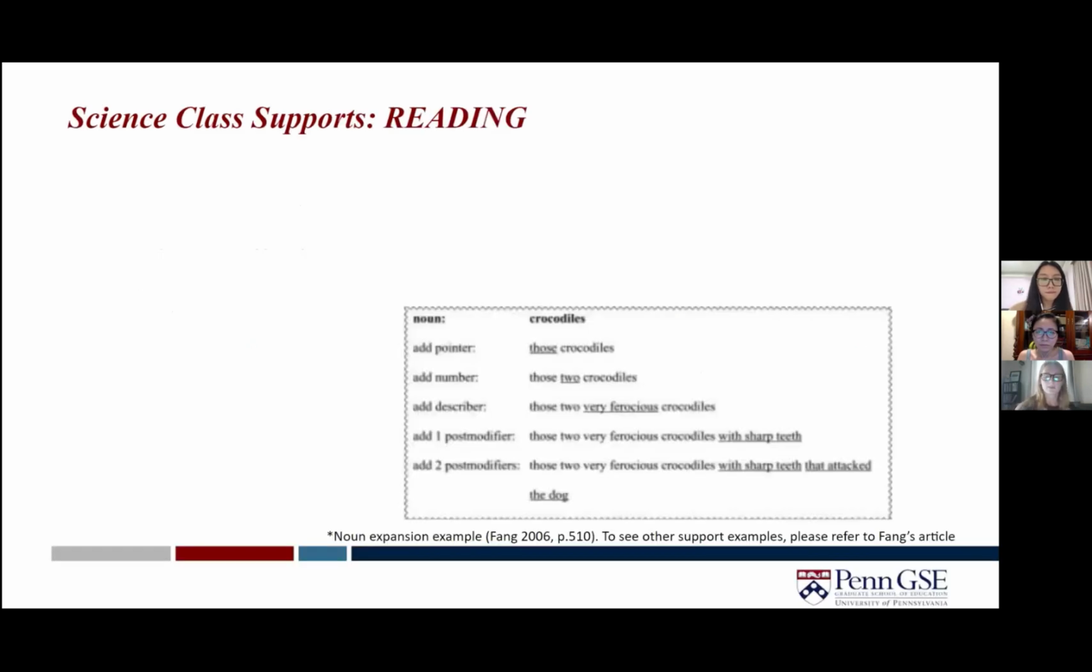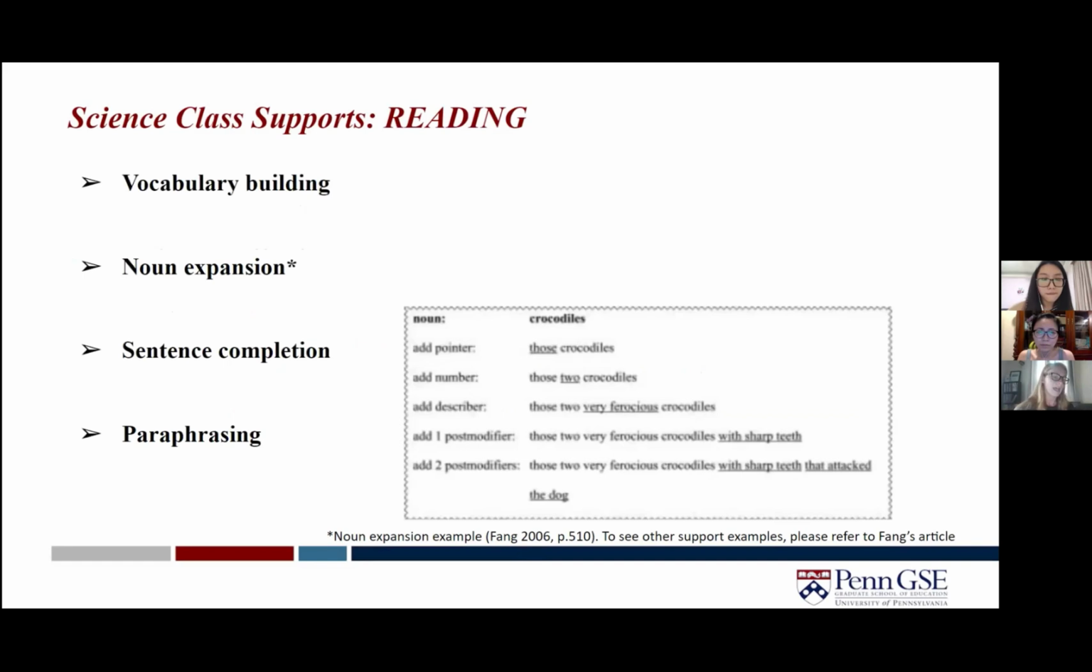So here are some supports to offer: vocabulary building, noun expansion, sentence completion, paraphrasing, sentence stripping, and developing awareness of signposts. I don't have time to talk about all of these, but you can go to the Fang 2006 article and look for examples. Here's an example of what noun expansion is. It's starting with a noun and adding more information to that noun so that it makes a longer noun phrase that students might see in those readings.